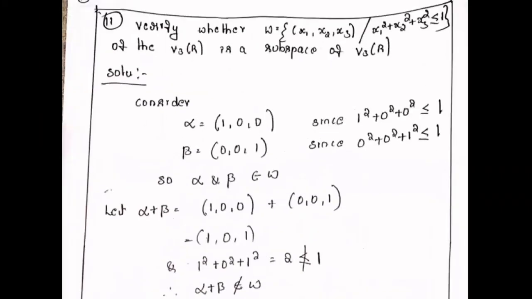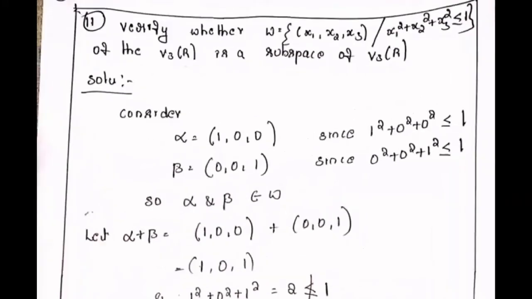Next question is this: verify whether W, that is (x1, x2, x3), satisfies this condition: x1 square plus x2 square plus x3 square less than or equal to 1. That is the condition for all the vectors present in W. You consider any vector, one example being this vector. We are assuming that this vector exists in W. So what is the condition you have to check?